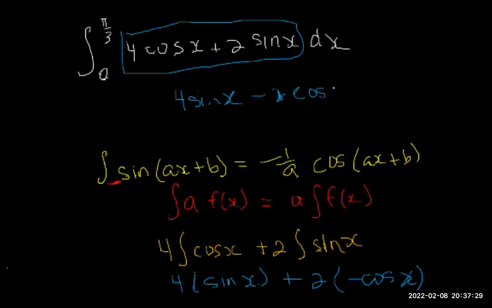So 2 cos x. Then I bring back my limits, upper limit pi on 3, lower limit 0. Are you good with that?